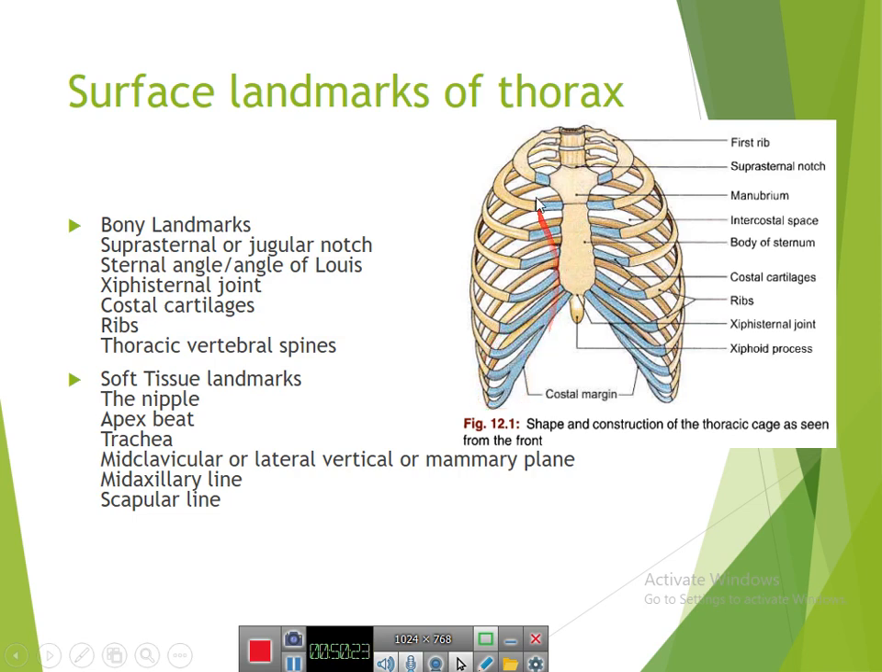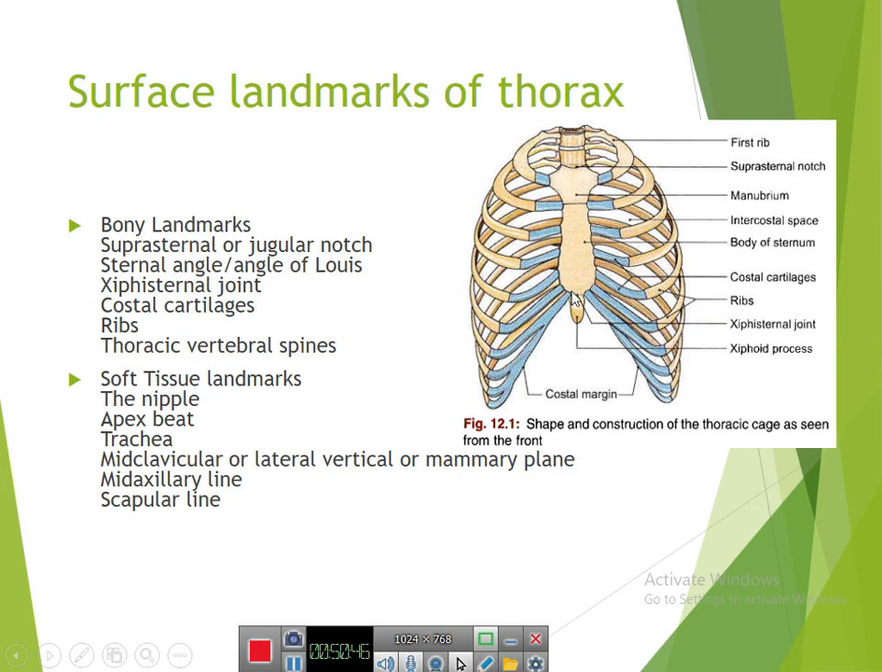The seventh: 1, 2, 3, 4, 5, 6, and 7. The seventh costal cartilage is attached to the upper part of the infrasternal angle. Here is the infrasternal angle, and the seventh costal cartilage is attached to the upper part of this angle.